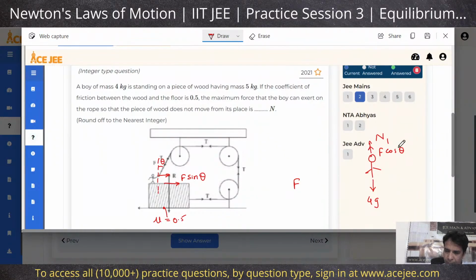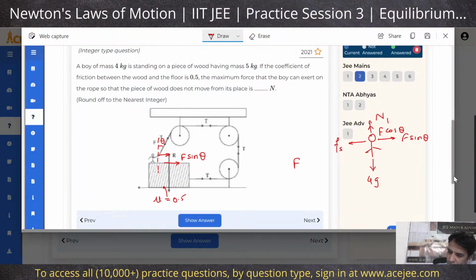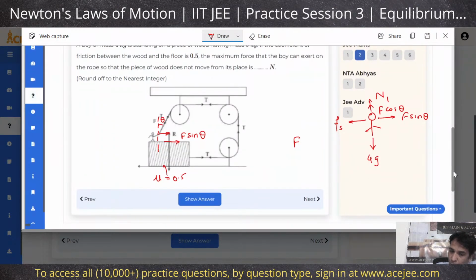Horizontal forces are balanced. This is the frictional force acting, and this is the F sine theta. Are you okay with this now? Yes, sir. Okay. So let's quickly draw the free body diagram for the block. The block will experience a force of N1 in the downward direction.